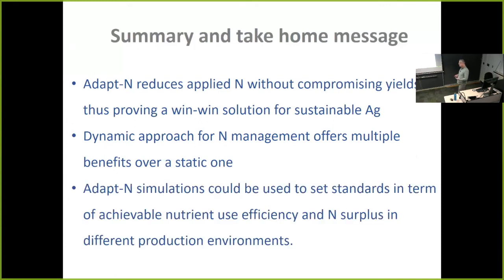And a tool like AdaptN could be used to set standards of what is achievable in N use efficiency or N surplus values for different production environments. And then policy makers can use these standards and think about what practices we can promote that will help achieve those standards or those targets. And perhaps they can shift the production environment into a more sustainable production.